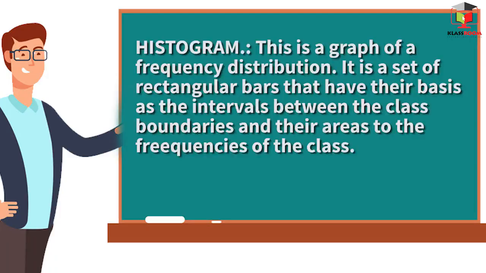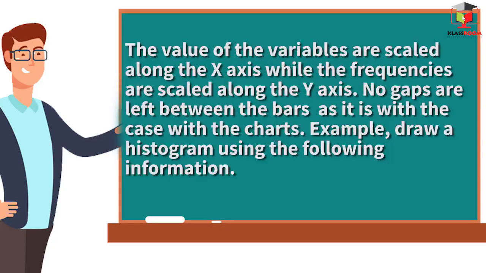The next one is histogram. This is a graph of a frequency distribution. It is a set of rectangular bars that have their bases as the intervals between the class boundaries and their areas proportionate to the frequencies of the class. The values of the variables are scaled along the x-axis, while the frequencies are scaled along the y-axis. No gaps are left between the bars, as is the case with the bar charts.